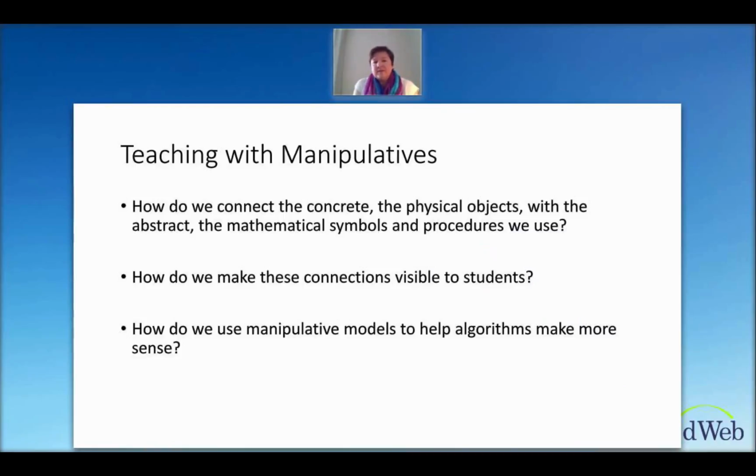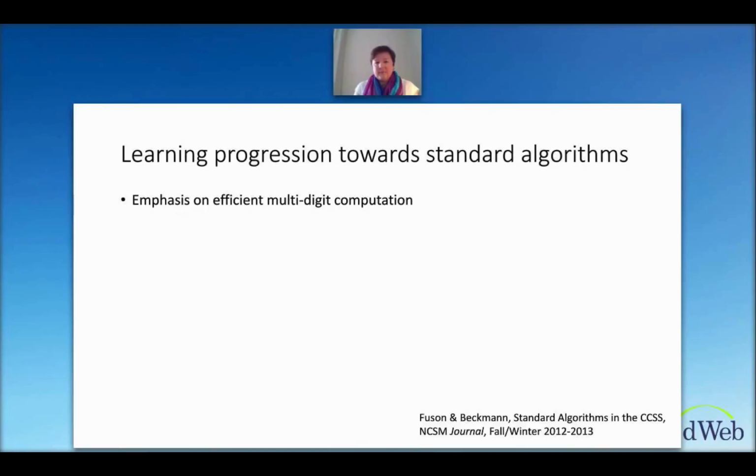So our questions for the day, for the series really. How do we connect these concrete objects with the abstract, the symbols and procedures we use? How do we then make those connections visible to kids and use manipulatives to help the algorithms make more sense? I keep using this word algorithm. The algorithms are the standard grown-up way we do this. Add these two numbers, put this down here, carry this over there, regroup it here, put in a zero, move over. All that Charlie Brown teacher that we talk about.